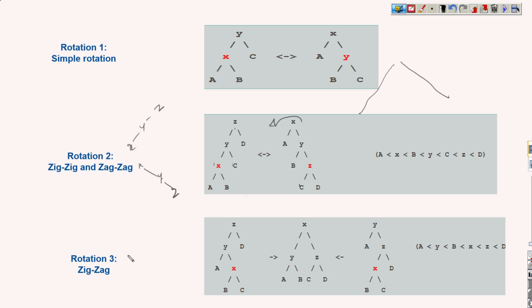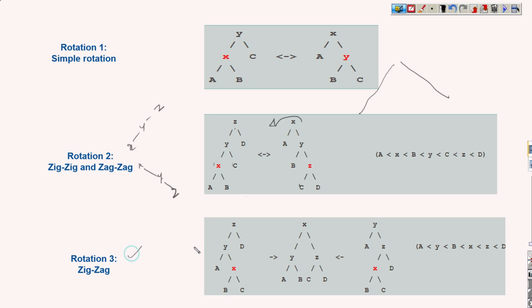We move to rotation number 3, that is zigzag, where you find this kind of structure. So here, when we want to make a rotation, as I said, we are doing a rotation in pairs, so it is actually to be done at the grandparent. This is actually straightforward. If you look at this, you will find that x goes up, z goes down, and this right shall become the left of this, and this left shall become the right of this.